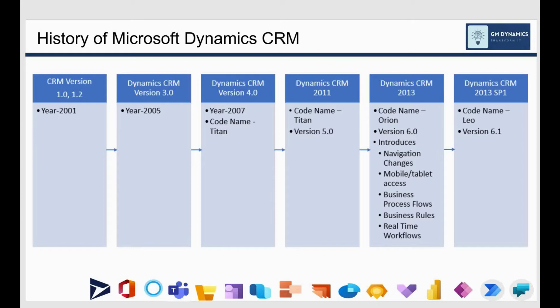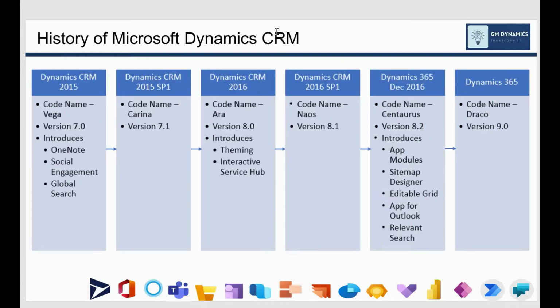After CRM 2013, they released, under the code name Leo, CRM version 6.1. It is the service pack 1 update for CRM 2013. Then Dynamics CRM 2015, under the code name Vega, version 7.0. It introduced OneNote, social engagement, and the global search feature. Then Dynamics CRM 2015 service pack 1, with the code name Carina, version 7.1.